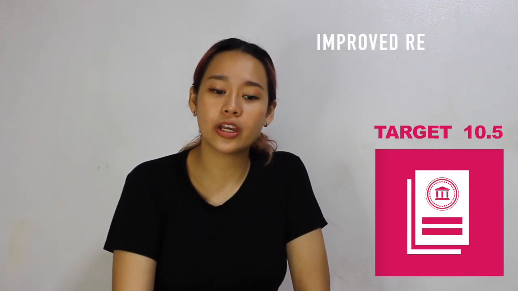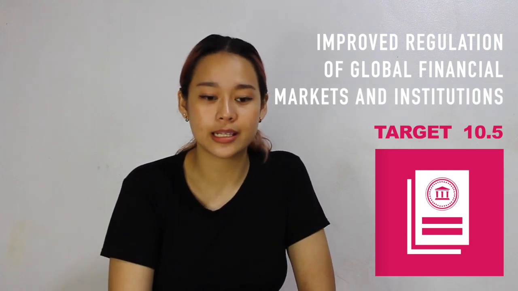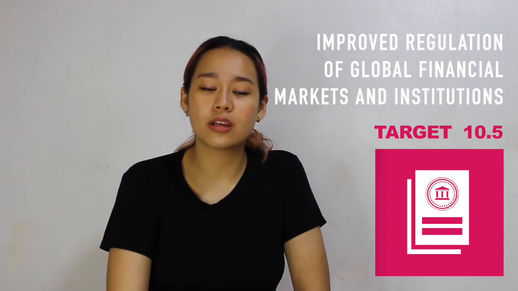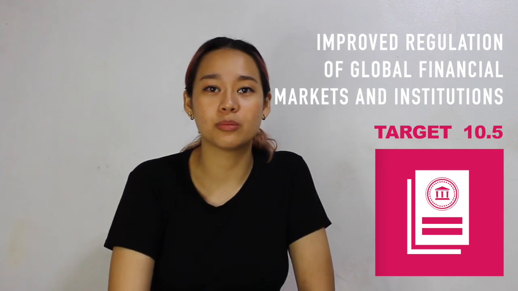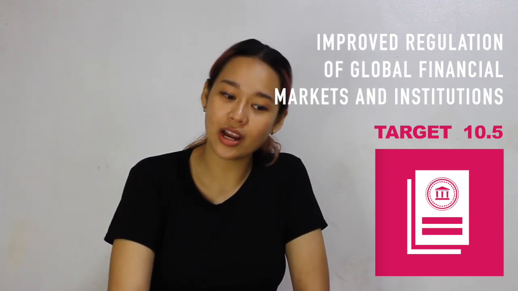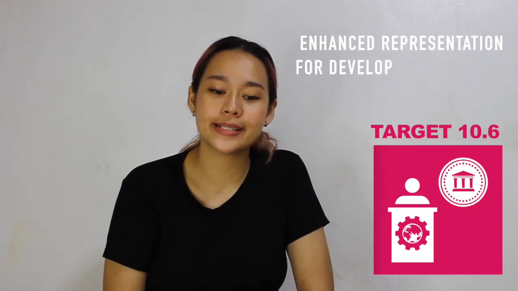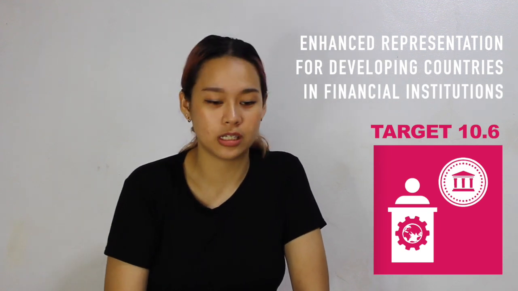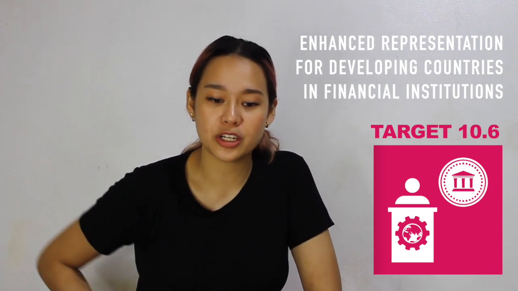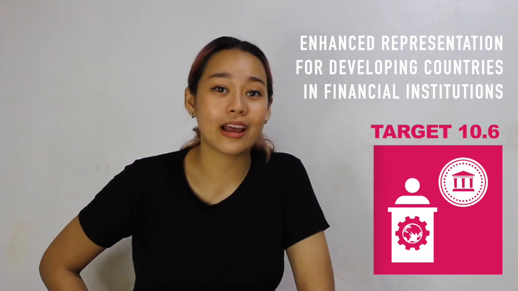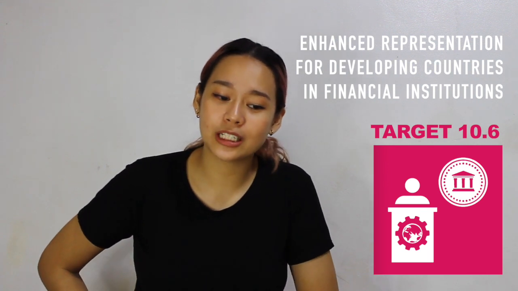10.5, improved regulation of global financial markets and institutions. So to improve the regulation and monitoring of global financial markets and institutions and strengthen the implementation of such regulation. 10.6, enhanced representation for developing countries in financial institutions. To ensure enhanced representation and voice for developing countries like us, those third world countries, African countries, in decision-making in global international economic and financial institutions in order to deliver more effective, credible, accountable, and legitimate institutions.